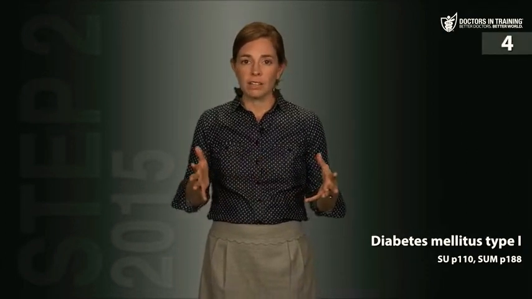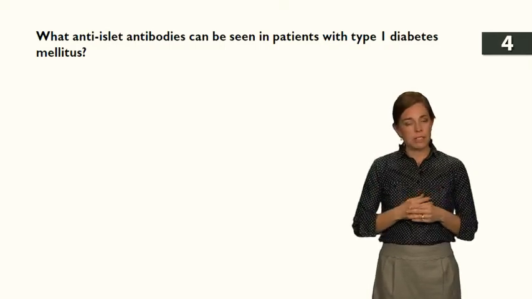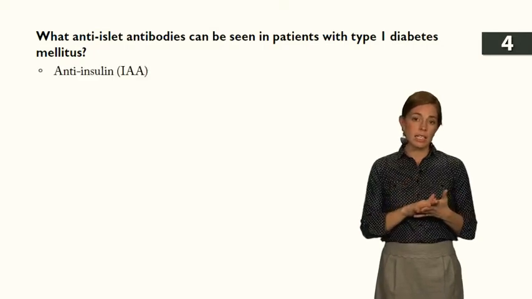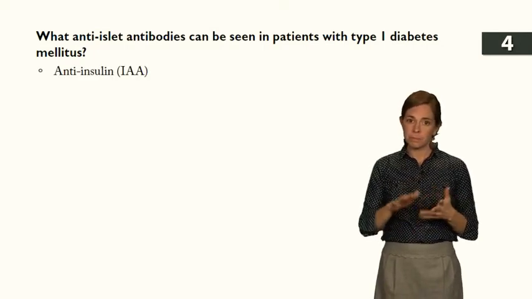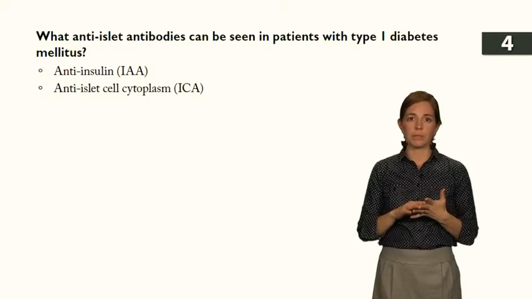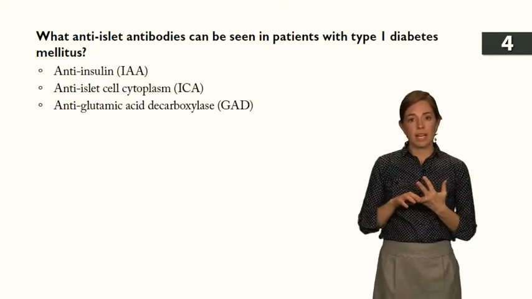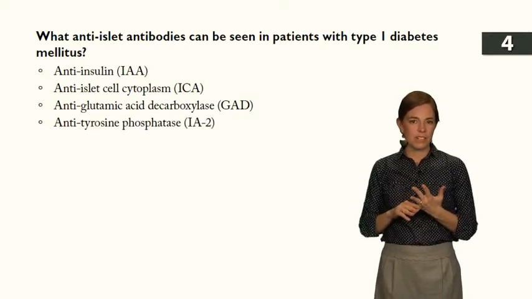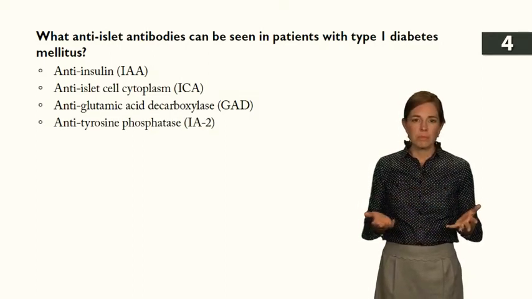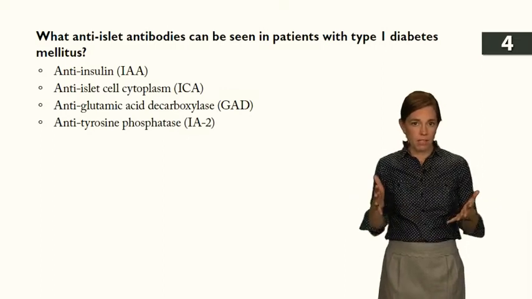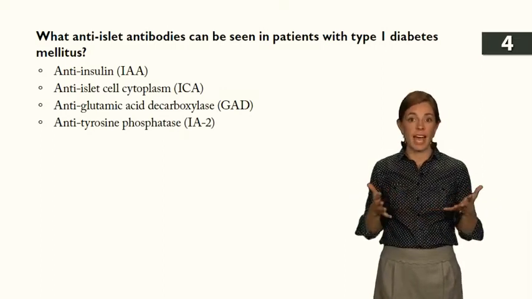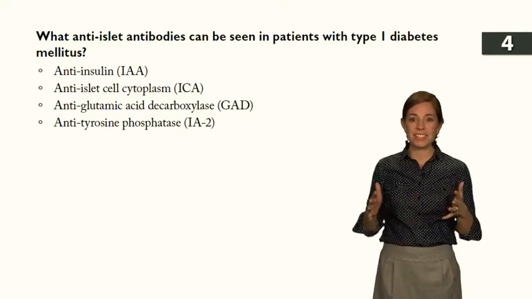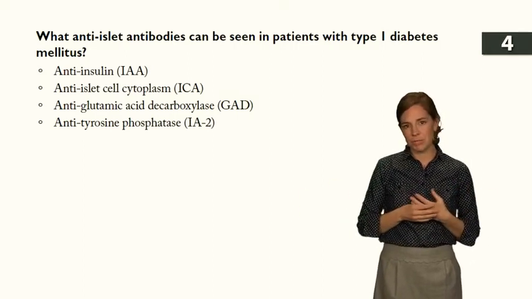Look at your study guide. What anti-islet antibodies can be seen in patients with type 1 diabetes? So the antibodies are anti-insulin antibodies, or IAA, anti-islet cell cytoplasm antibodies, anti-glutamic acid decarboxylase antibodies, or GAD, and anti-tyrosine phosphatase antibodies. You don't need to get bogged down in memorizing all those individual antibodies. I mostly use the GAD, as in, EGAD, this patient needs insulin now. Good to know this is out there because clinically it can help you.